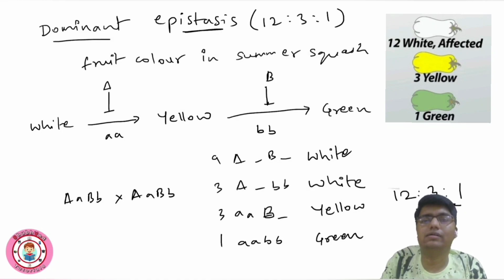So this is how genes interact with each other in each of the epistasis types.